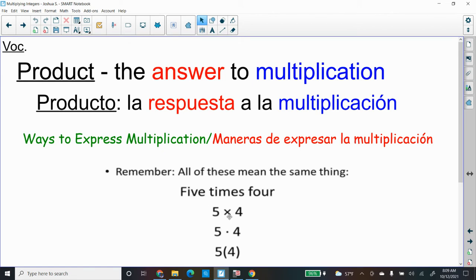So 5 with a little X symbol for times 4. Here we have 5 with the little dot. That's a multiplication decimal there. It means multiply as well. And the favorite, 5 with a parenthesis next to the 4 in parenthesis. When you have numbers next to parenthesis, that means multiply. Okay, so that's what we need to know.